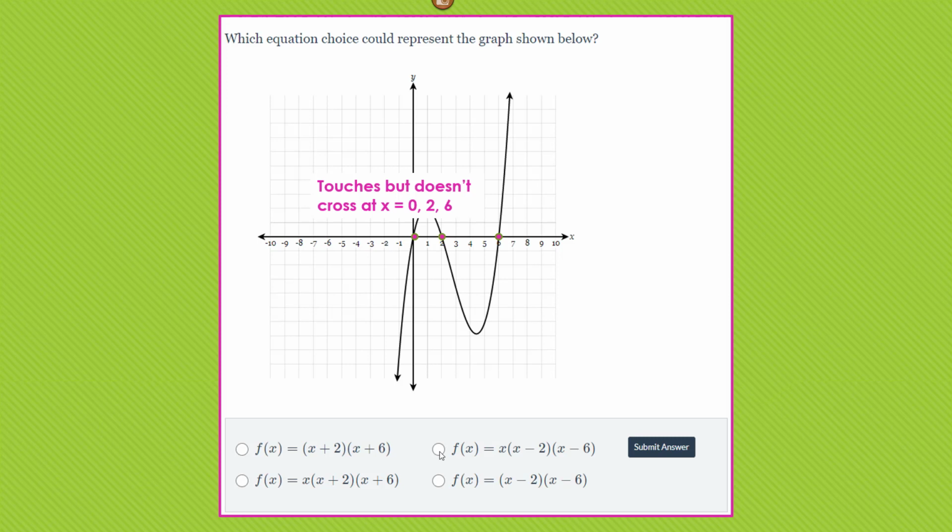And we know that it has to have an odd multiplicity because it is, actually this is wrong. It actually does cross, right? It's crossing the x-axis. So the multiplicity is odd, and that matches this particular answer.